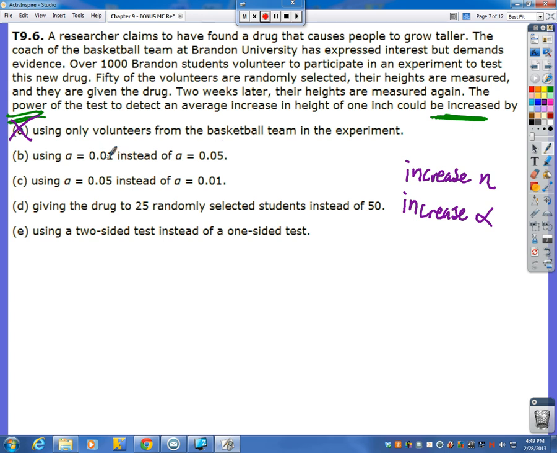Using alpha equals 0.01 instead of 0.05. So going to 0.01 from 0.05, this is a decrease in alpha. And we just said we want to increase it. Using 0.05 instead of 0.01, oh, we are increasing alpha now. So this works. But let's make sure these other 2 are wrong. Given the drug to 25 randomly selected students instead of 50, they are decreasing the sample size. And we say we want to increase it. So it's not D. Using a 2-sided test instead of a 1-sided test doesn't really matter that way. So forget that. It is, in fact, C.